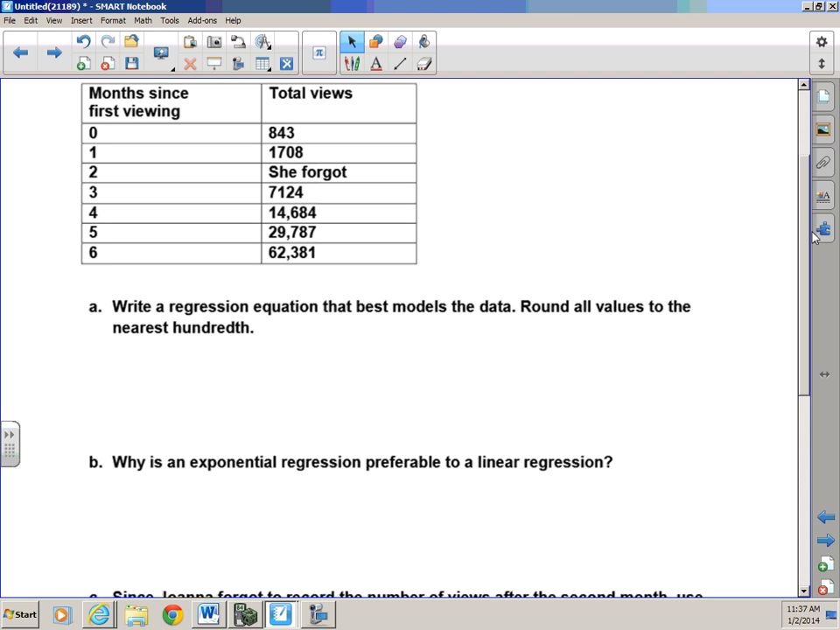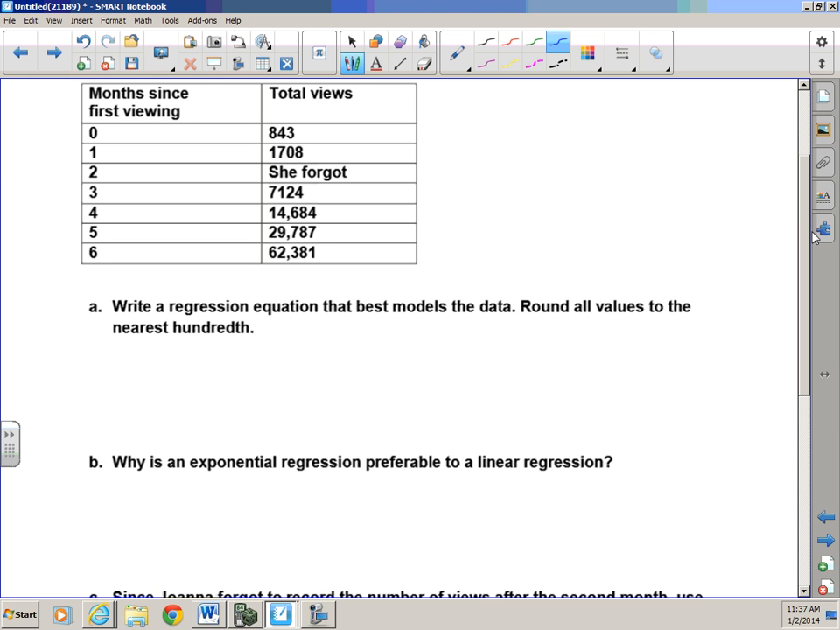So, I have a situation where I have a number of months and views of a video. And hopefully you can see that the table is growing at something other than a constant rate. Remember, a linear relationship, growth is at a constant rate. Okay? Exponential, growth is very, very quick, or decay is very, very quick. All right? And so hopefully you can see that even though the months are going up by 1, the views are going up significantly.